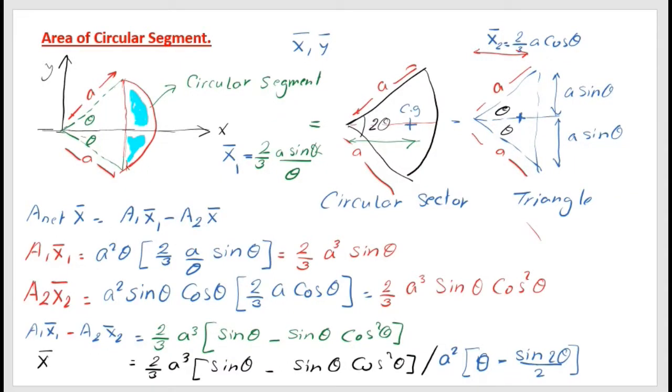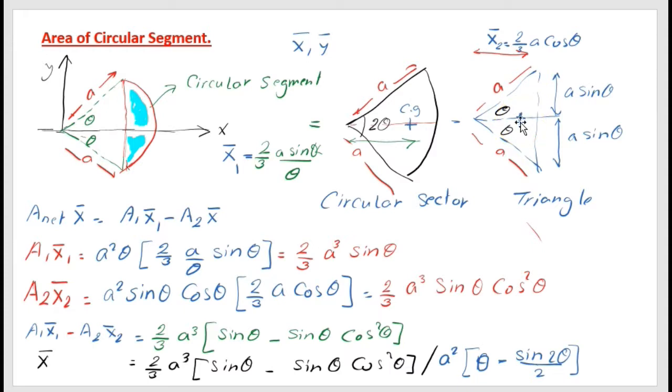We are going to calculate the x bar for the area of the circular segment, knowing that the area A1 is a circular sector for which the x1 bar equals 2/3 A sine theta divided by theta, and the area A2 is a triangle for which the x2 bar is 2/3 A cosine theta, and for that triangle we have an axis of symmetry. That is why the CG lies on the x-axis.